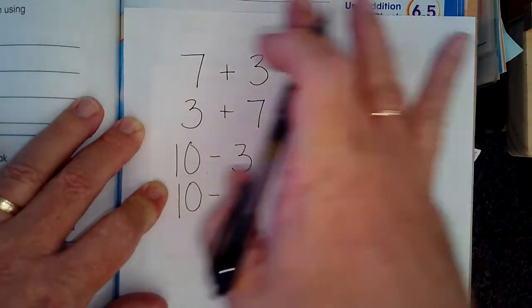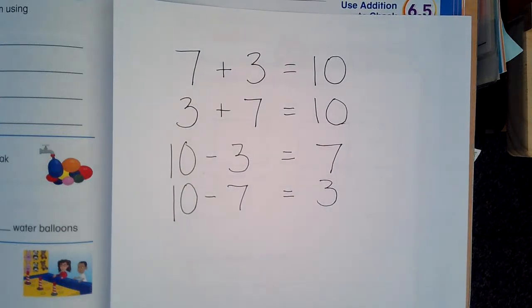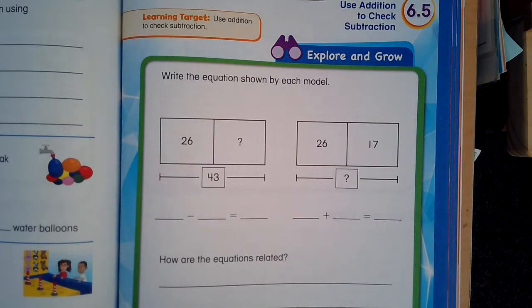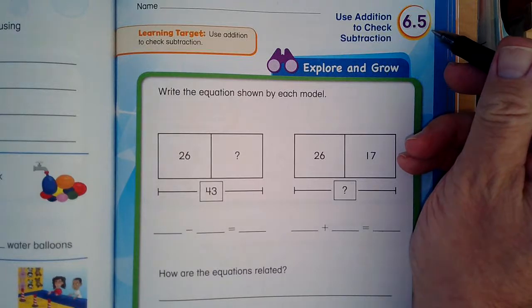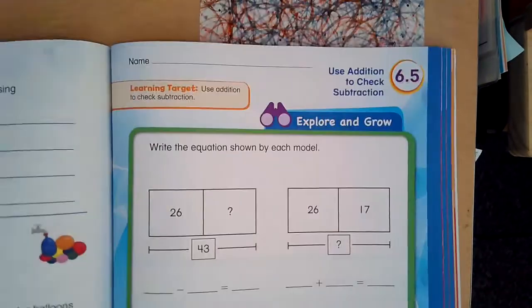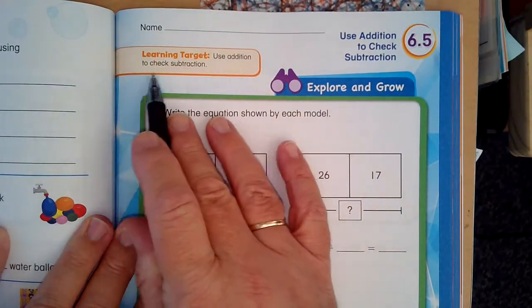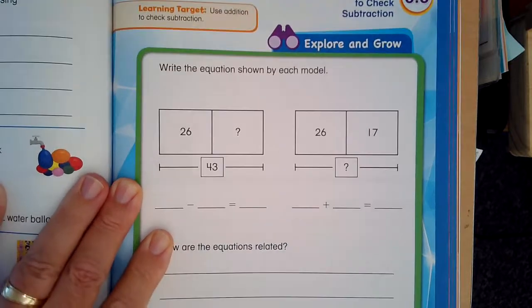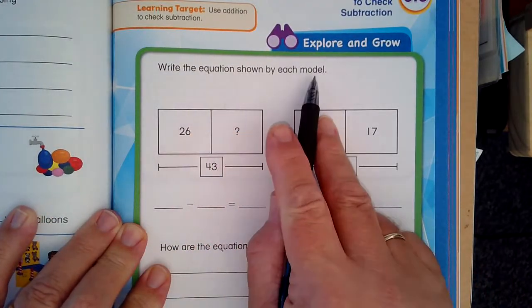We have been doing this. I know you know how to do this. Now, let's look at the next problem in our book. Sorry, boys and girls. This is lesson 6.5 on page 287. And our learning target is to use addition to check subtraction. We can do this. Here we go. Write the equation shown by each model.